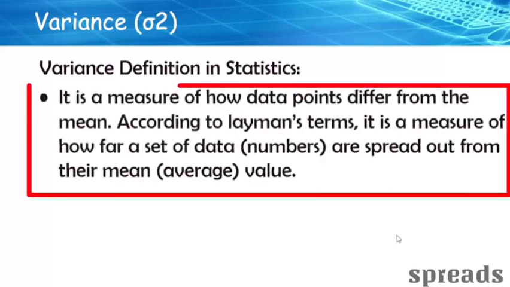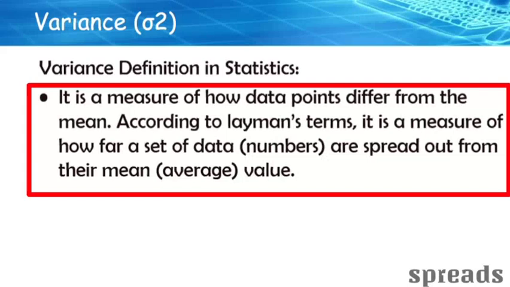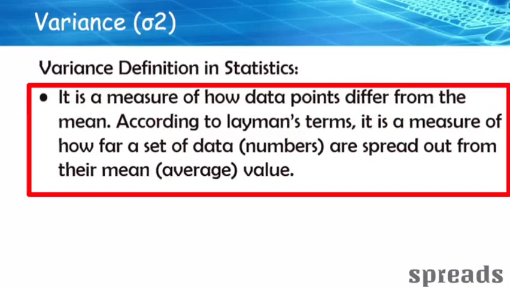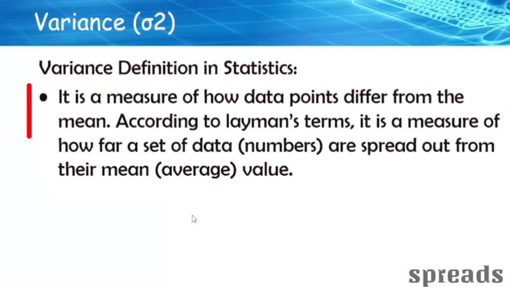It is a measure of how data points differ from the mean. We'll be having the mean, exactly like what we did in range, but here we won't be subtracting from the highest to the lowest, rather we'll be subtracting from the mean. In layman's terms, it is a measure of how far a set of data is spread out from the mean, or from its average value. That is nothing but the variance.